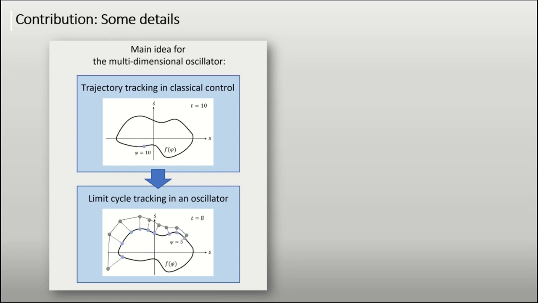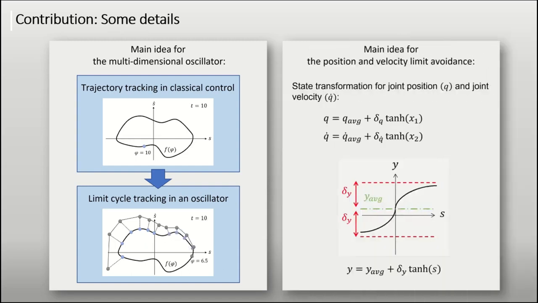the corresponding system states. For the position and velocity limit avoidance, we use the classical idea of state transformation, and we move from the bounded joint position and velocity space to the free space of new states. Thanks to the tangent hyperbolic function, if the new states are stable, the position and velocity states are bounded.